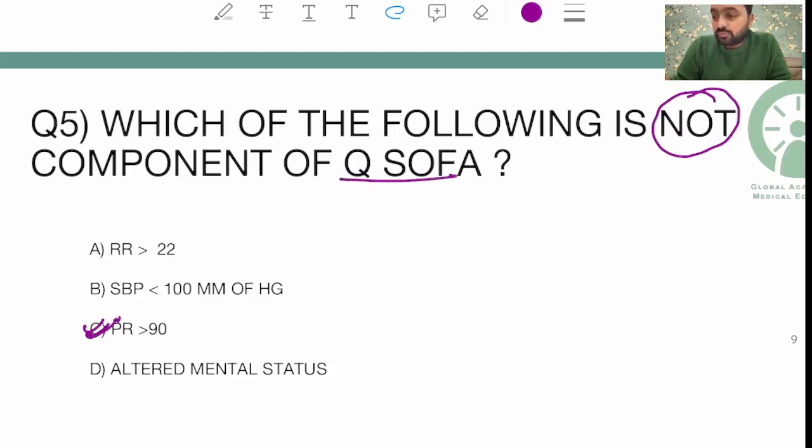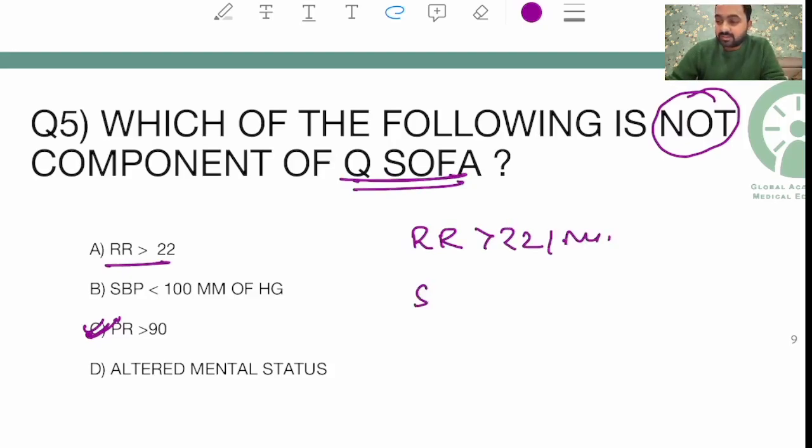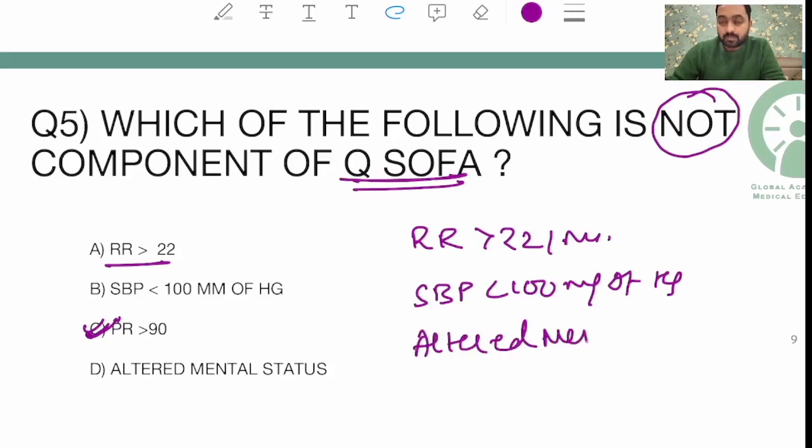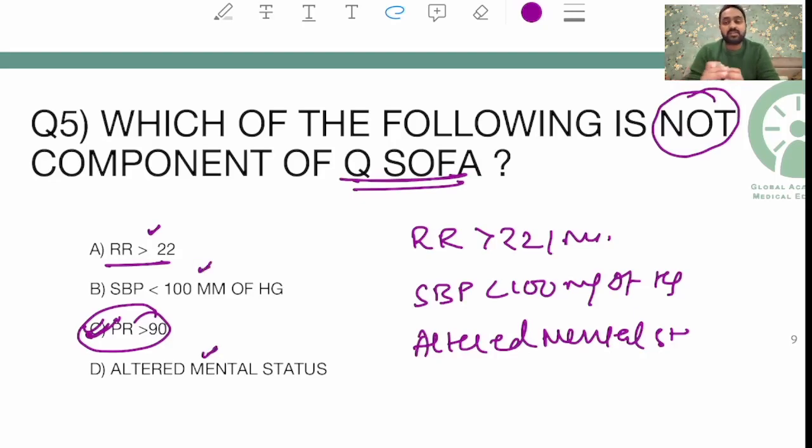The components of the qSOFA score include respiratory rate more than 22 per minute, systolic blood pressure less than 100 mm of Hg, and altered mental status. So the answer would have been the pulse rate, or whatever the options. We have got varied options, but the main important thing is that qSOFA comprises the respiratory rate, systolic blood pressure, and altered mental status.